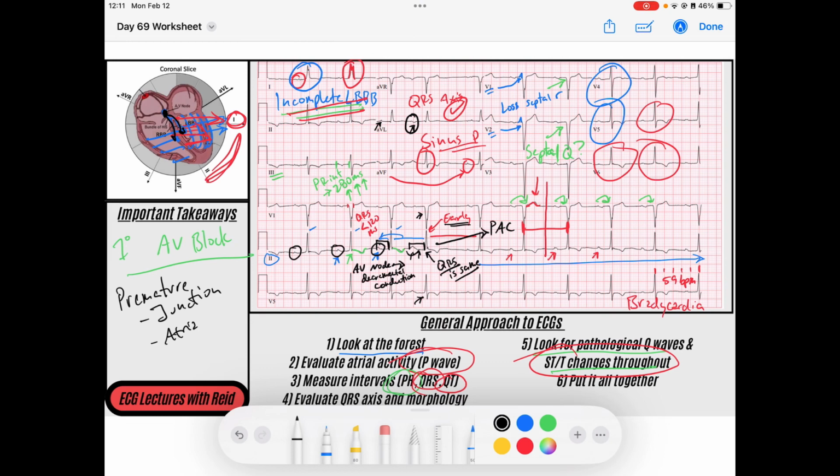And so let's put this all together now that we've done this whole sequence through this ECG. So we've got a sinus rhythm. Sinus rhythm is a rate of 59 beats per minute, so we can call this a sinus bradycardia. We've got a first degree AV block, as well as an incomplete left bundle branch block, potentially pathological Q waves of our septum, potentially correlating clinically to a prior septal infarction. And we've got a premature atrial contraction.